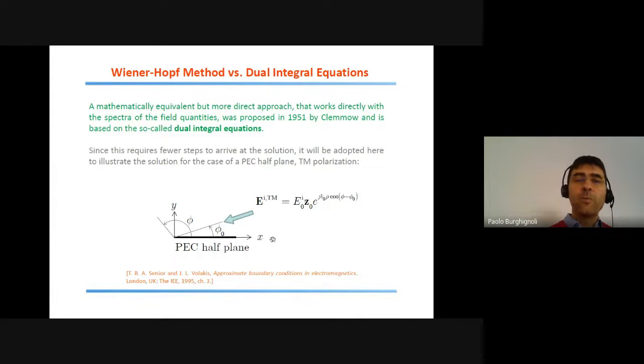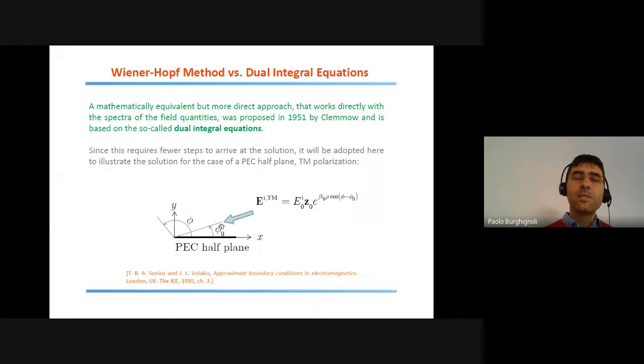Now, I will change the reference system. Now, x is again along the plane. However, now the edge of the half plane runs along the z-axis, which is therefore the direction of invariance of our configuration, whereas y, the y-axis, is orthogonal to the half plane. The incident field is again TM, which means that its electric field has a single non-zero component parallel to the edge. In this case, therefore, it is parallel to the z-axis.